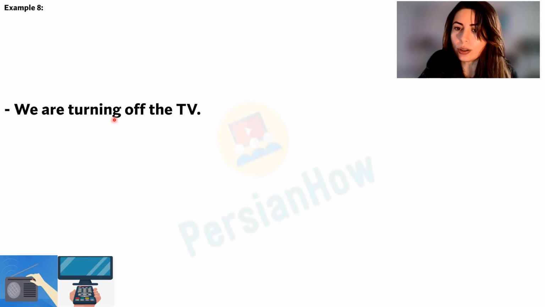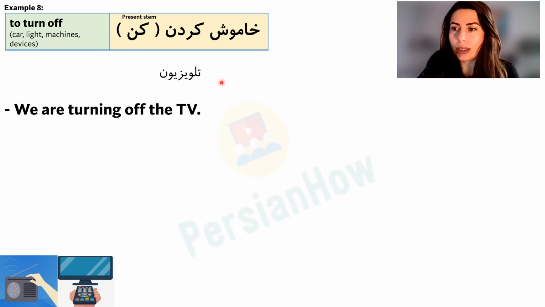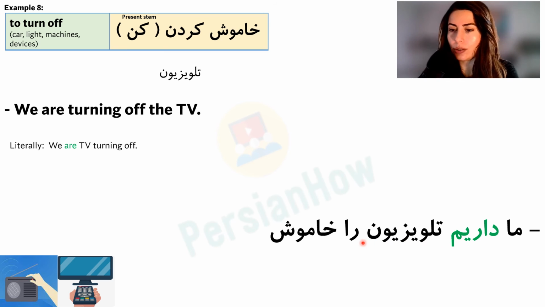Next example, we are turning off the TV. So this is a short and easy example. To turn off is خاموش کردن. And let's go over to the vocab. TV is تلویزیون, which is the same as television. It's just the pronunciation is different. So literally we need to say we are TV turning off. ما داریم تلویزیون را خاموش میکنیم. One more time. ما داریم تلویزیون را خاموش میکنیم.